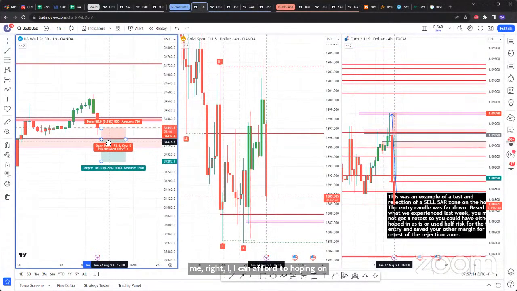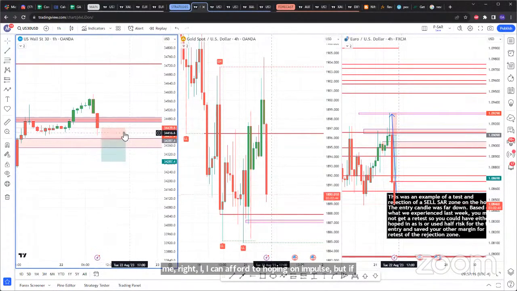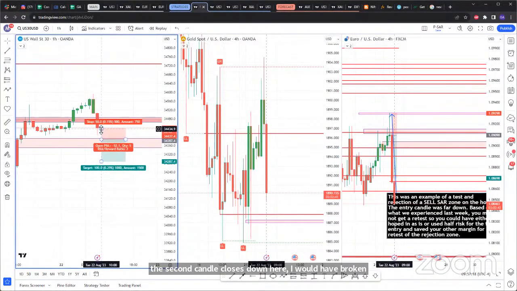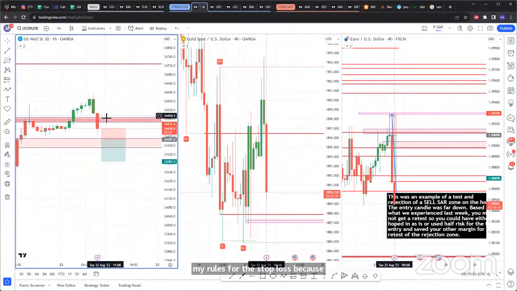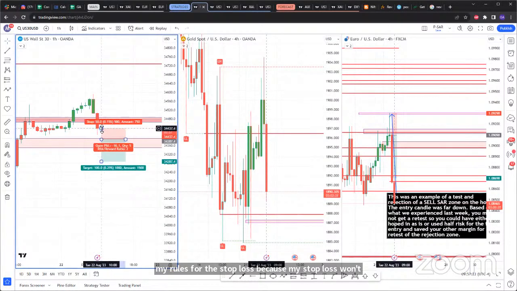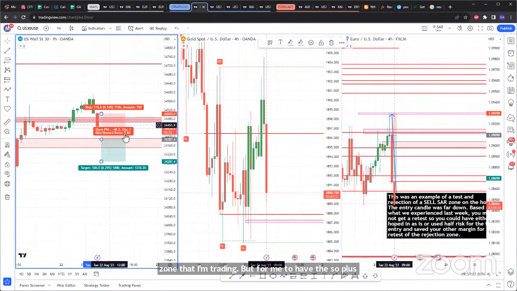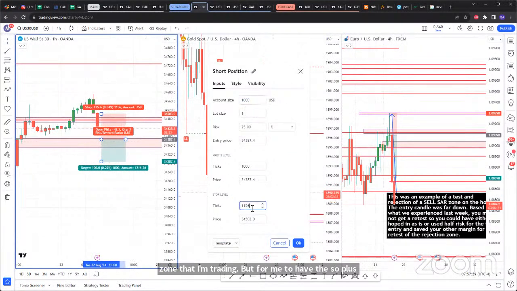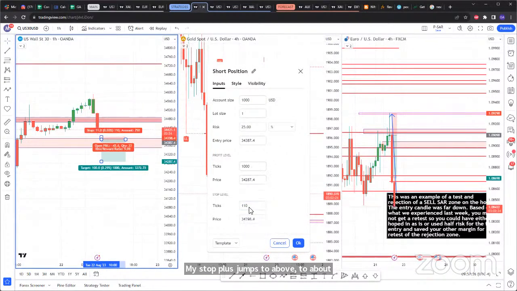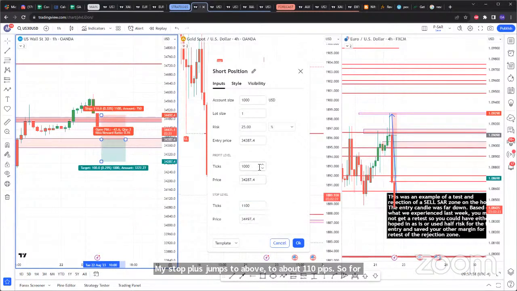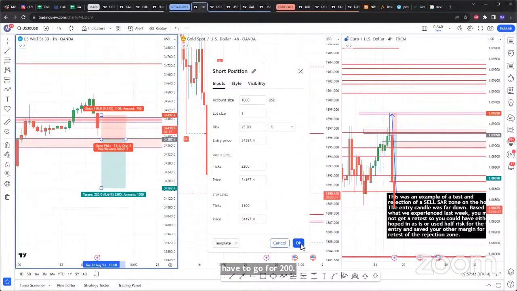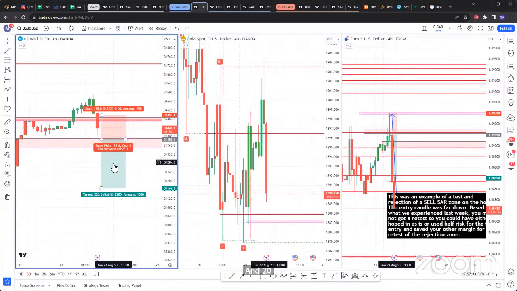But if the second candle closes down here, I would have broken my rules for the stop loss because my stop loss won't be above the SAR zone that I'm trading. But for me to have the stop loss above the SAR zone I'm trading, I would have to extend it to something like that. And look at that. My stop loss jumps to about 110 pips. So for me to achieve a 1:2 for such a trade, I would have to go for 220 pips TP. Now for me, I'm not willing to do this on an SAR.